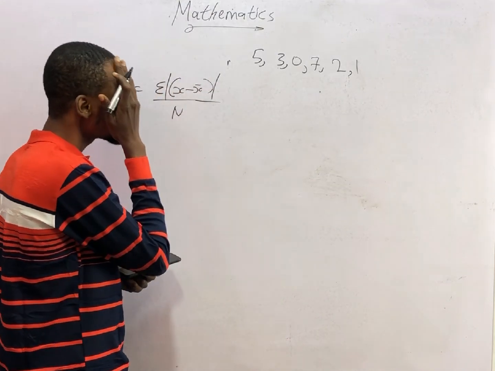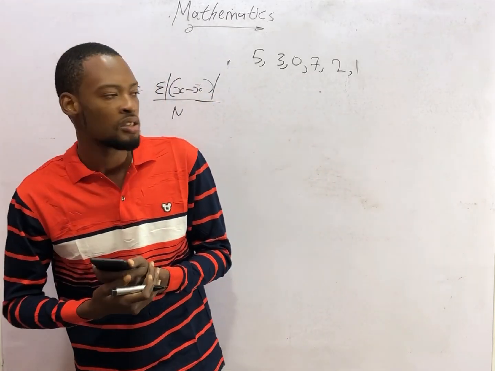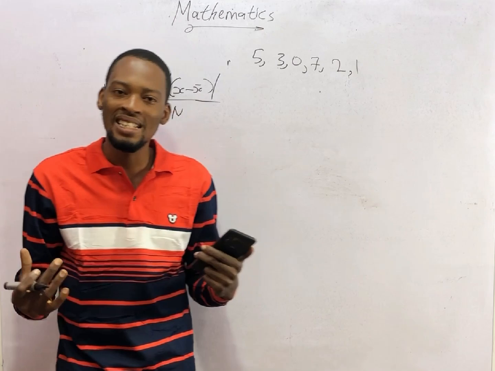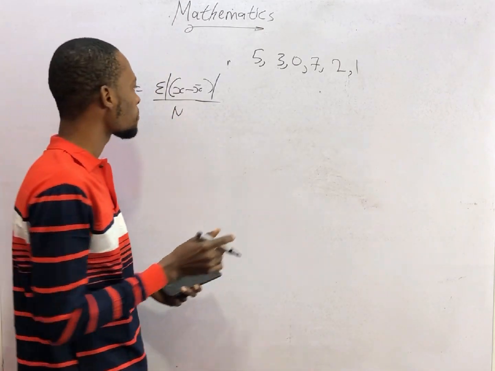Absolute value means a situation where you have 5 minus 6. It's supposed to be minus 1. But in the absolute value, we neglect the negative sign. So we use the positive value.